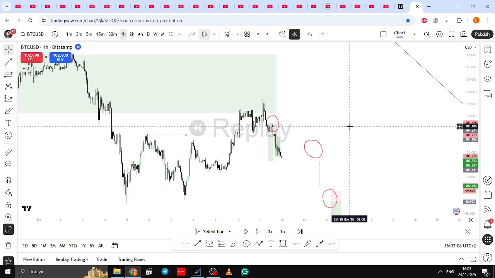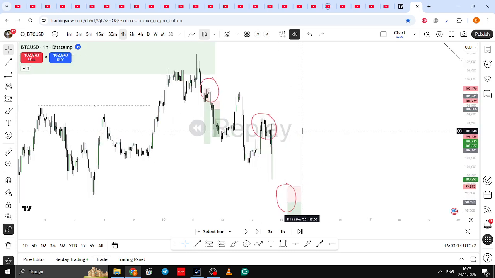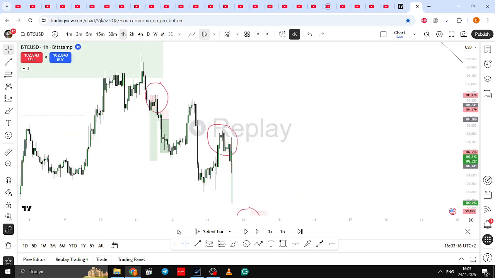Then the market continues to move to the downside, continues to make some liquidity sweeps on the way, and continues to build this chain, and to show more logic overall.